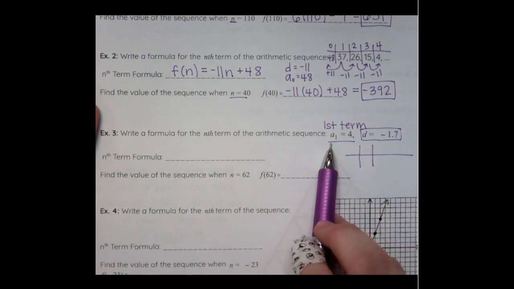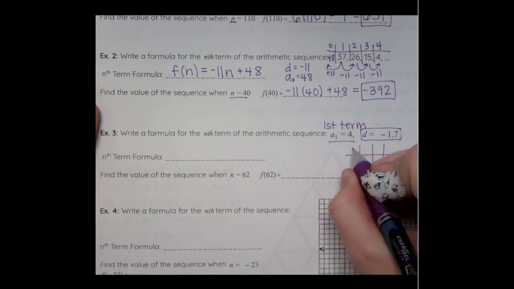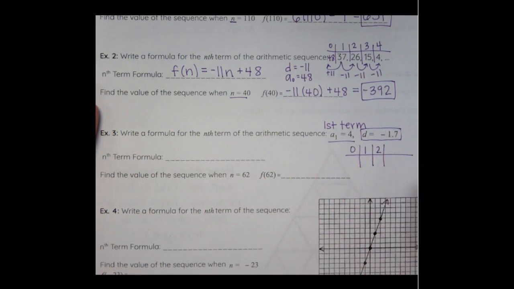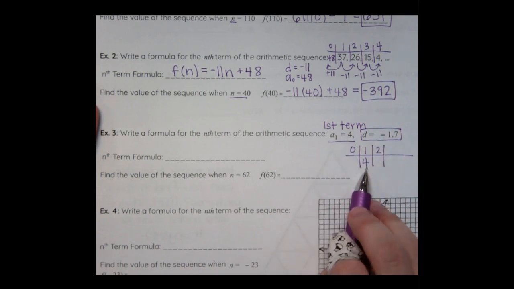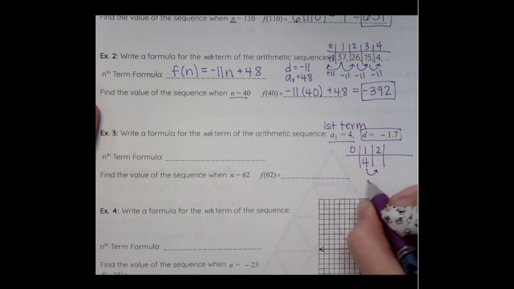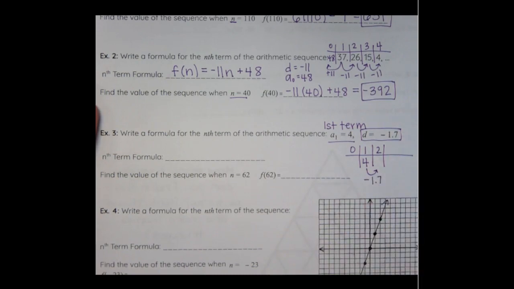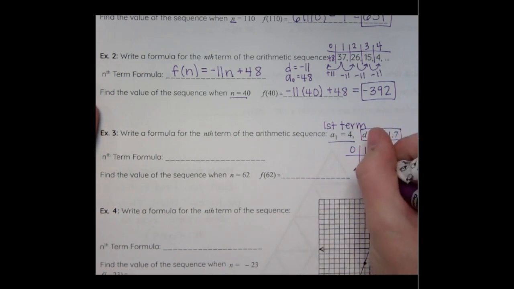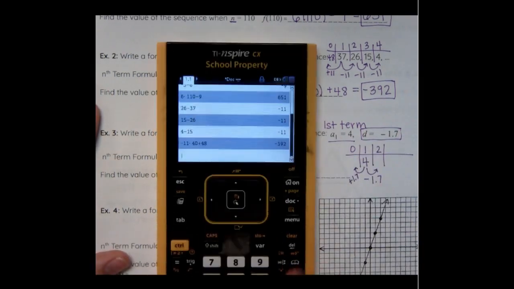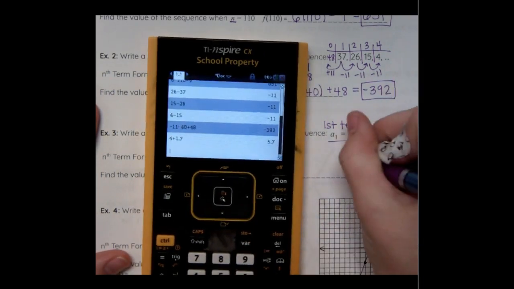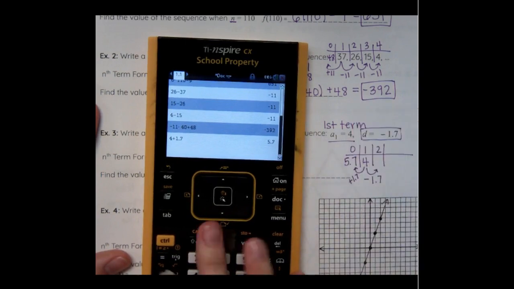because I don't need the first term, I need the zero term. So I've got 0, 1, 2, I'll stop there. My first term is 4. If I were to go this way, I would need to subtract 1.7. That's my common difference. If I were to go backwards, I need to do the opposite. So I need to add 1.7, just like I've been doing. So I'm going to take 4 plus 1.7. Remember, use your calculator. My zero term is going to be 5.7.